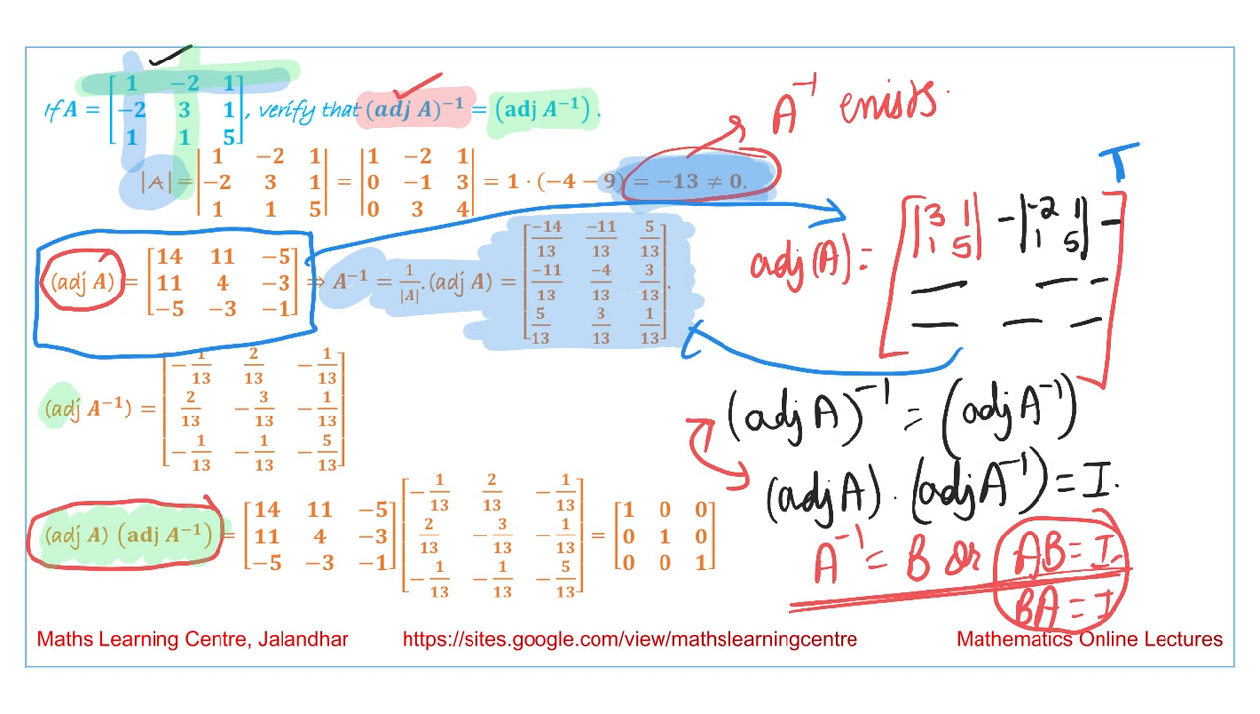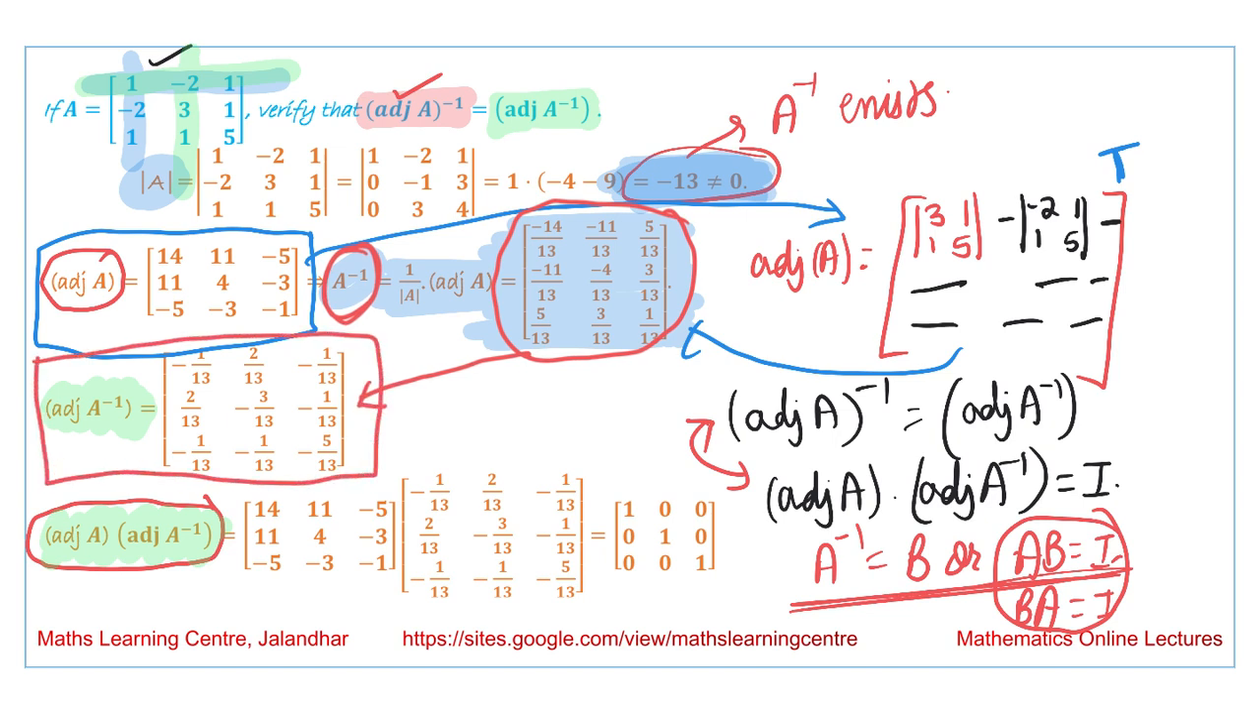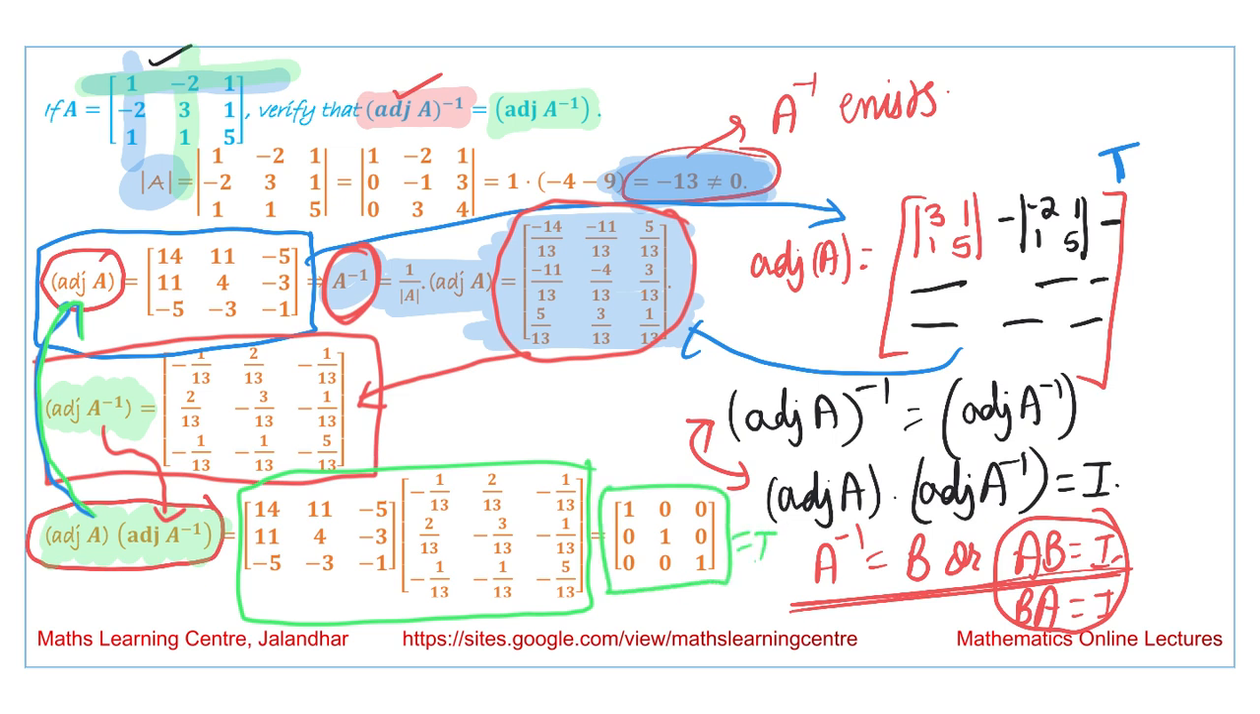Now we have the value of adjoint of A inverse. We have calculated the value of A inverse over here. From this matrix, we are going to calculate the value of adjoint of A inverse. Now if we multiply both these values, this is adjoint of A inverse, and this is the value of adjoint of A. On multiplying both these values, we will obtain that the answer is the identity matrix.